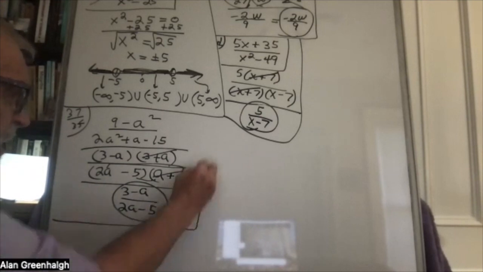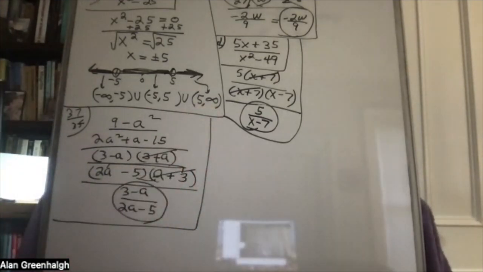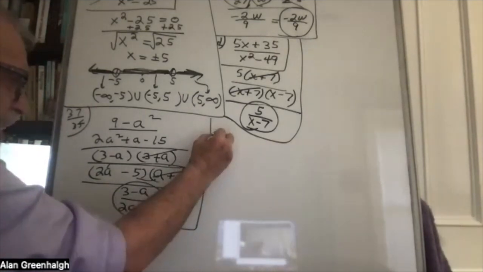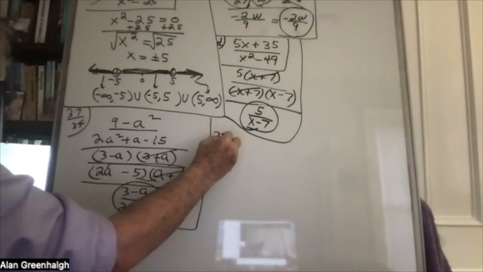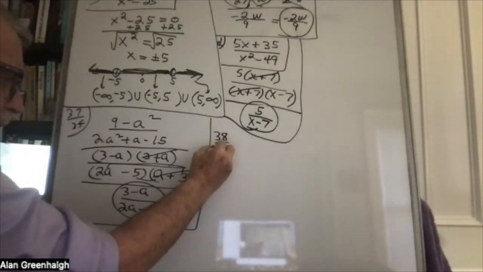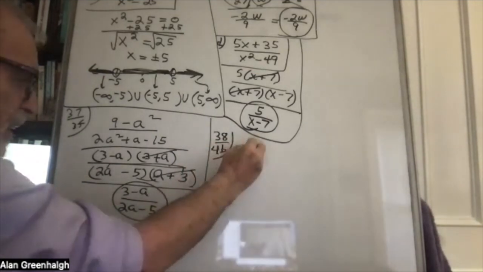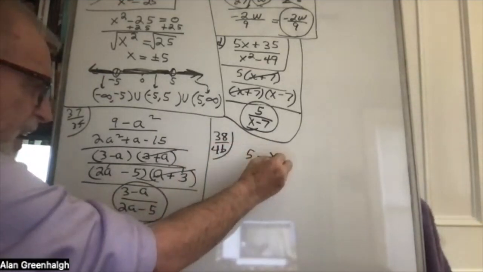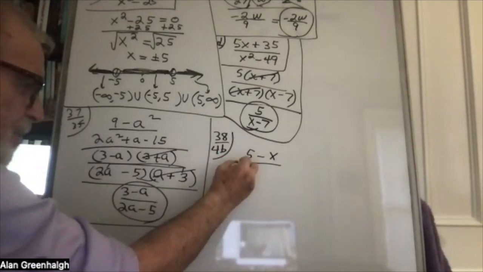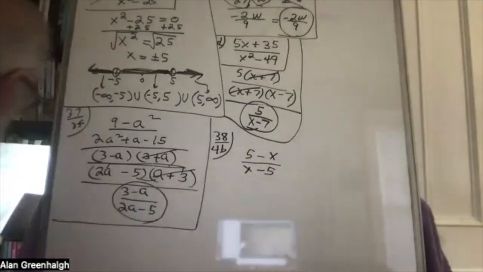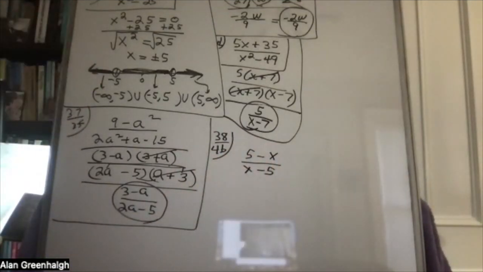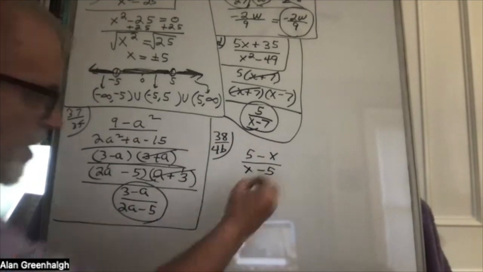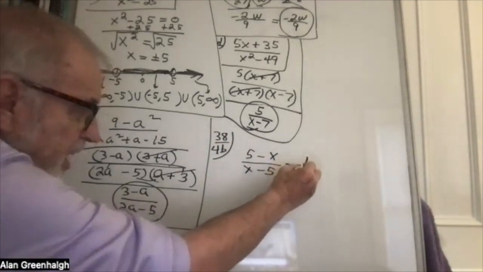And if nobody is stopping me, I'm just going to roll right along. Okay, so we go to page 38 and we look at problem 4b. 5 minus x over x minus 5. I've already told you that when you get a problem like this, you could just simply say the answer is -1.